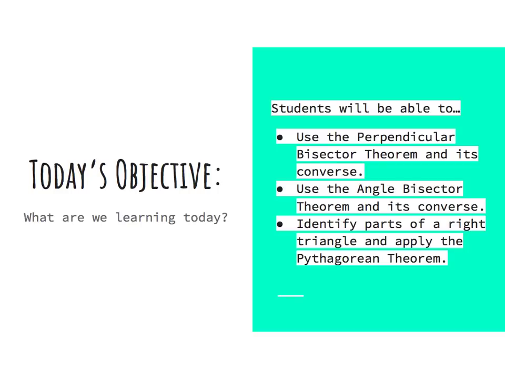Hi everyone! Today we're going to be talking about perpendicular bisectors, angle bisectors, and right triangles. Our objectives for today are that students will be able to use the perpendicular bisector theorem and its converse, use the angle bisector theorem and its converse, and you'll be able to identify parts of a right triangle and apply the Pythagorean theorem. We've got lots to learn today, so let's get started.